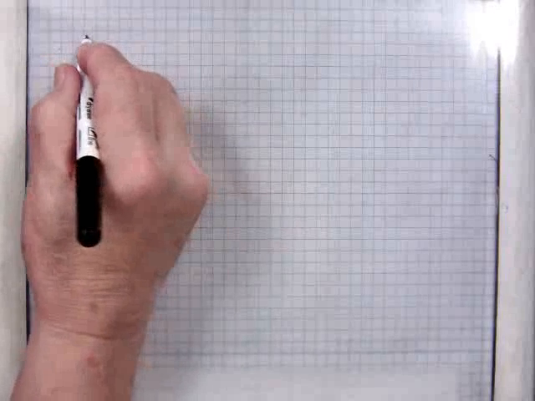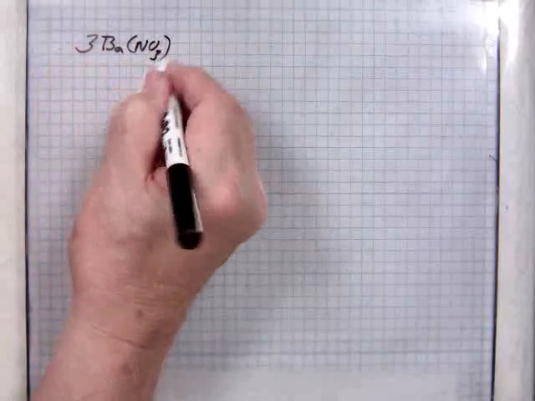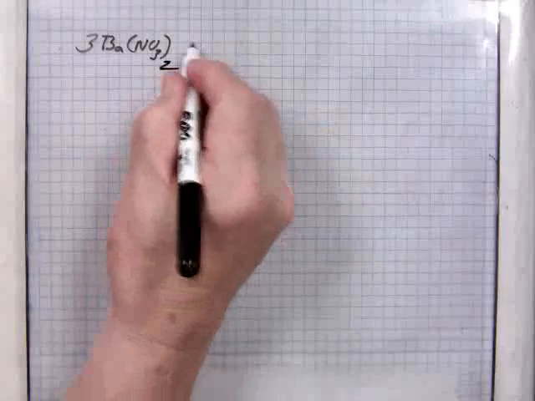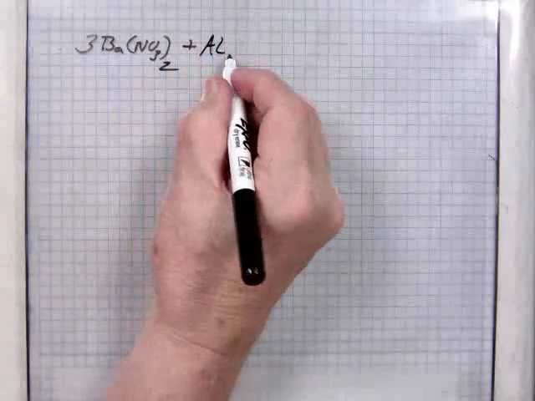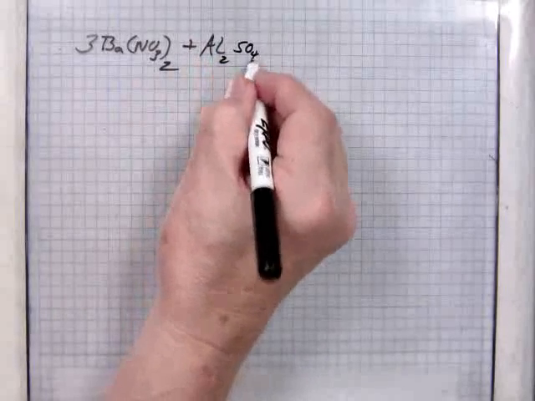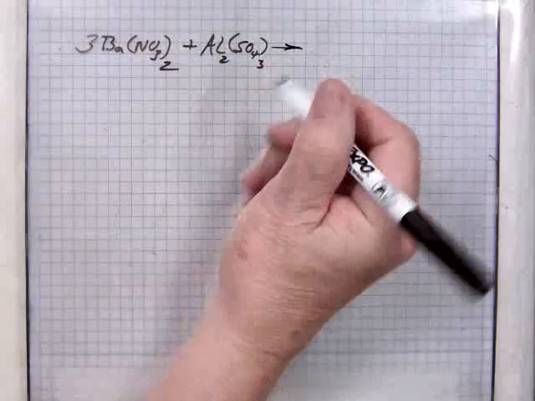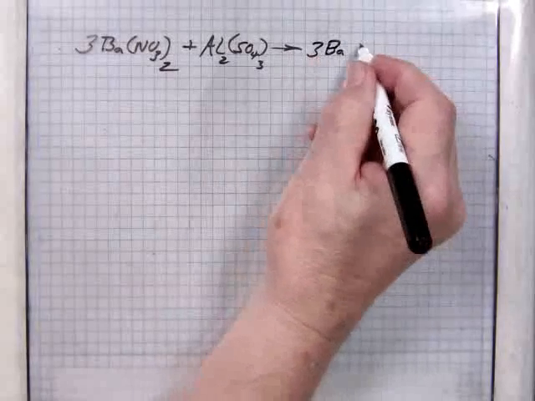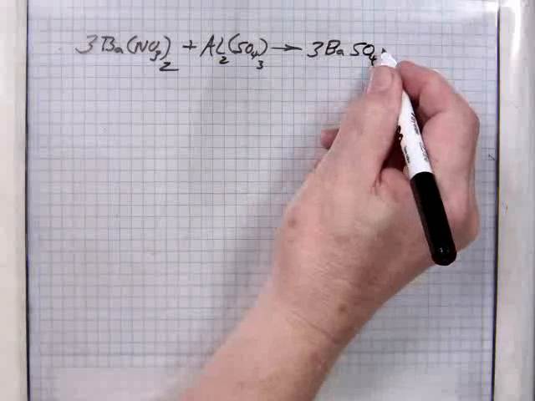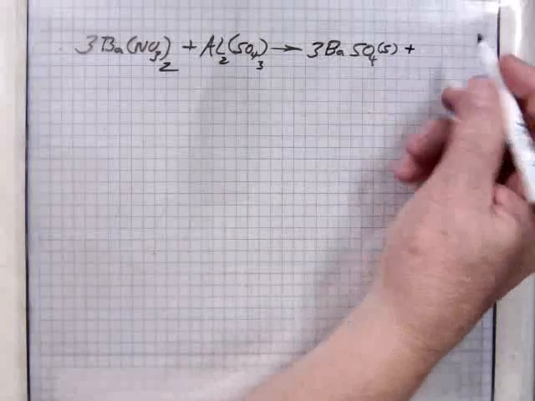Okay, this next example is based on this equation. All of it's in aqueous solution. This will be your precipitate and 2 aluminum nitrates.